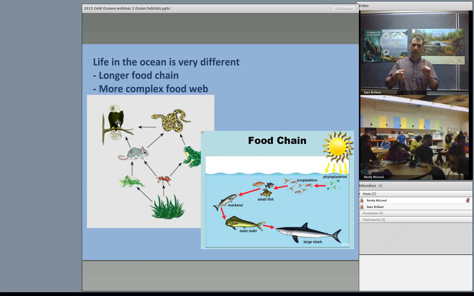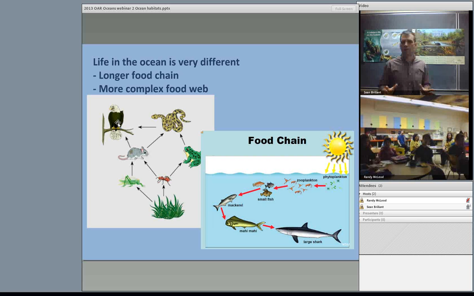On the land we have grass, eaten by insects, eaten by a mouse, eaten by a bird. We've sort of got 4 levels there. Maybe the mouse gets eaten by a snake and the snake gets eaten by a bird, so there's sort of 5 levels, maybe. Okay? In the ocean we have phytoplankton, eaten by zooplankton, eaten by small fish, eaten by pelagic fish, eaten by large predatory fish, eaten by very large predatory fish. We have 6 levels in this food chain.